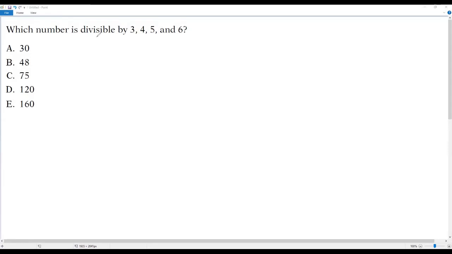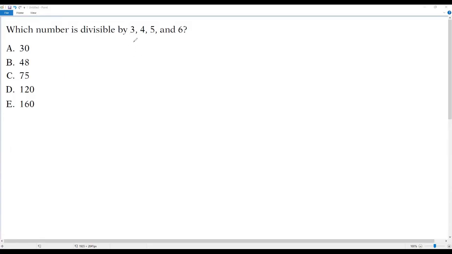Which number is divisible by 3, 4, 5 and 6? Okay, here most of the students will try to solve this problem by back solving. That is, they will check the numbers in the answer choices one by one, that is, whether each number is divisible by the given four numbers. So it's time consuming. There is a way to get the answer directly.